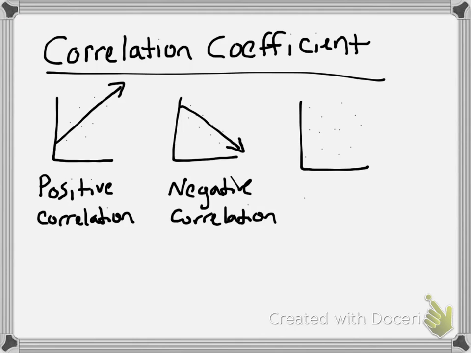And this last one really doesn't have a line of best fit. I can make a line that goes negative, I can make a line that goes positive, vertical, horizontal. None of them really fit the data, so this one is a no correlation. Basically that's about what you did in middle school: you had to identify positive correlation, negative correlation, or no correlation.